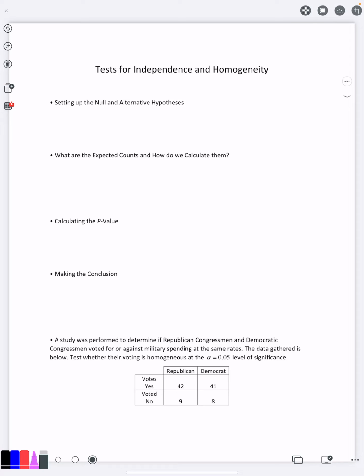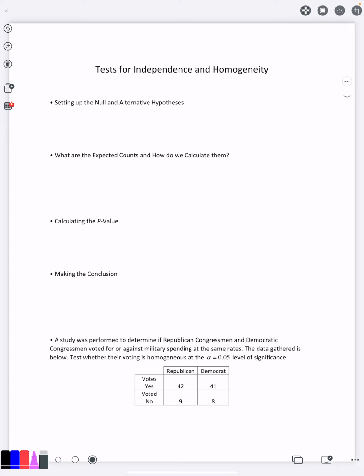For example, let's say you wanted to see whether or not being a man or a woman is independent of choosing Republican or Democrat, right? If you pick a random person and you know they're a woman, does that have a greater or a smaller chance of them being Republican as well?